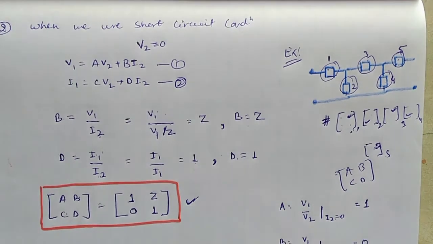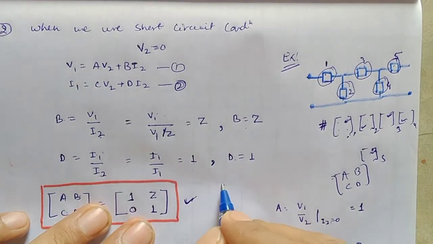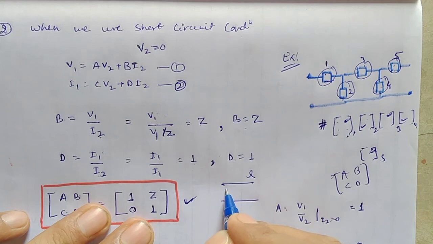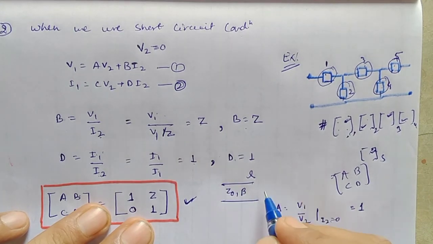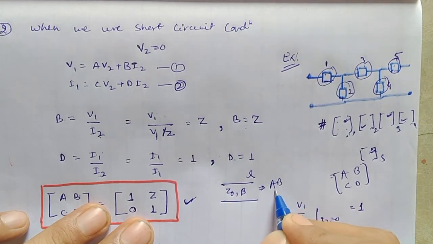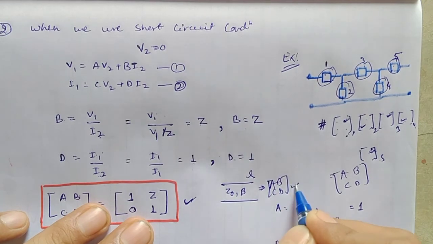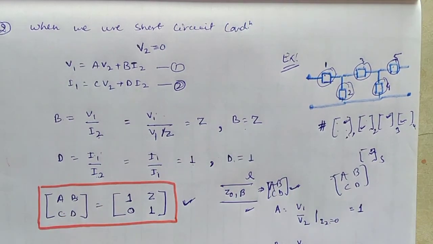In the next video I will take a transmission line of a certain length L, characteristic impedance Z0 and beta, and I will find out its ABCD parameter. We will discuss how to find out the ABCD parameter for this lossless transmission line.